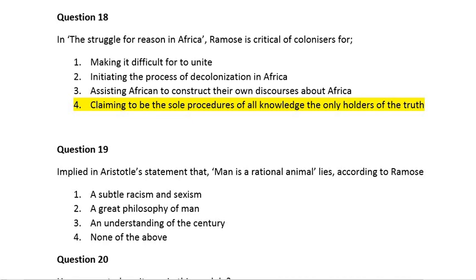Question 19. Implied in Aristotle's statement that man is a rational animal lies, according to Ramose: number 1, a subtle racism and sexism. Number 2, a great philosophy of man. Number 3, an understanding of the century. Number 4, none of the above. So here guys, the correct answer is number 1, which is a subtle racism and sexism.